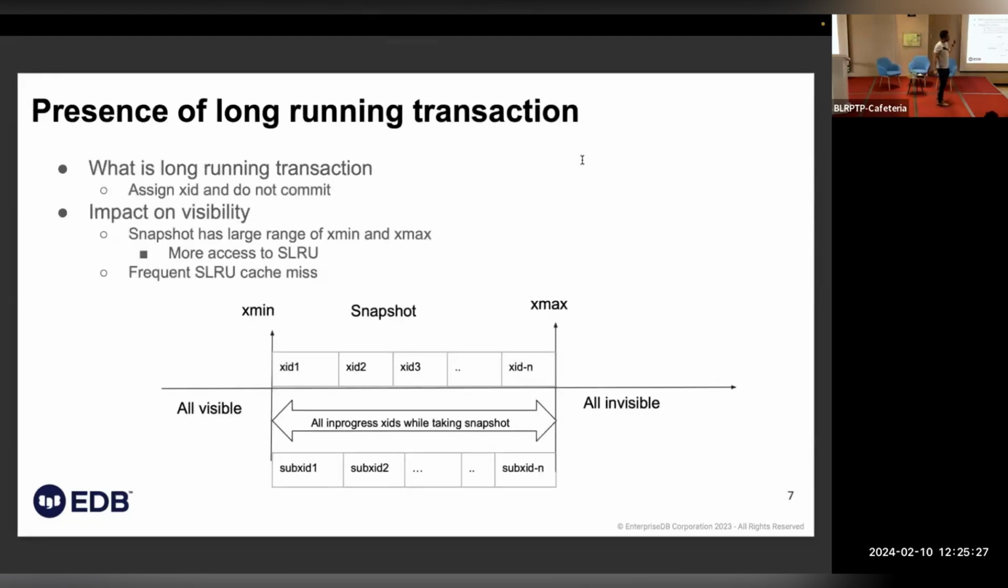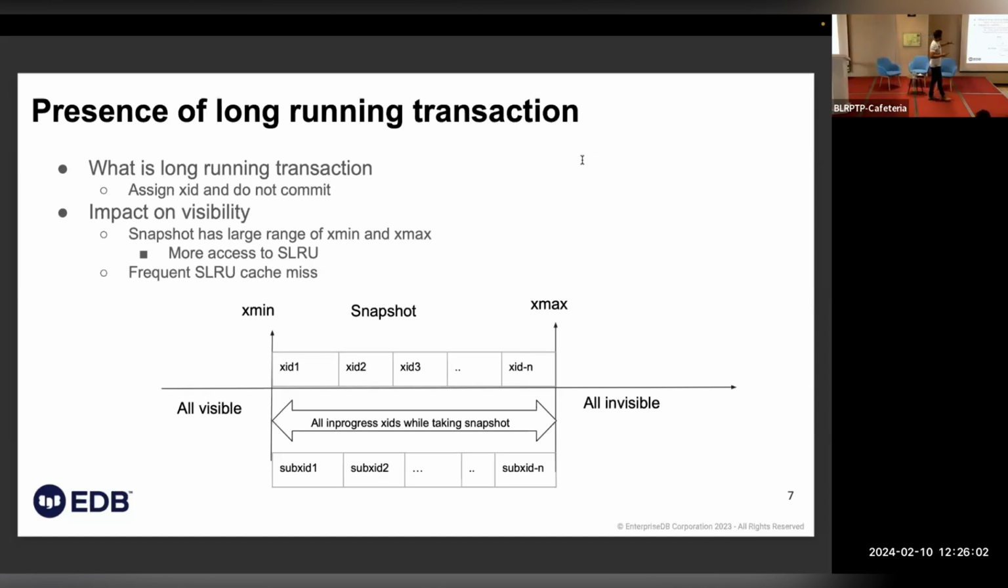So next is what happens in the presence of a long-running transaction. How does a long-running transaction have more impact? What we understood in the previous slide is that we do not have a complete snapshot, so we need to get the child-to-parent mapping, the subtransaction ID to XID mapping, from the disk. That is costly. Of course, we know that getting a mapping from disk is costly. But how does it become worse in the presence of a long-running transaction?